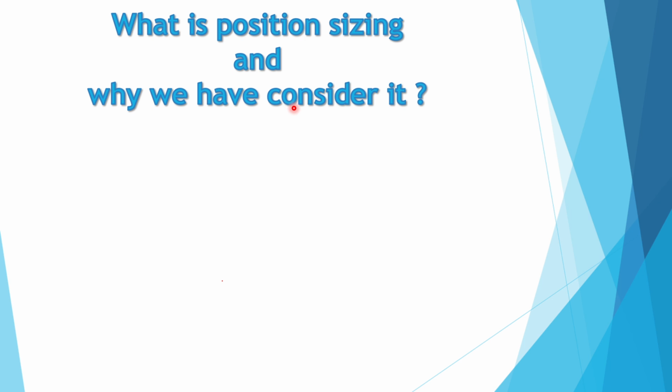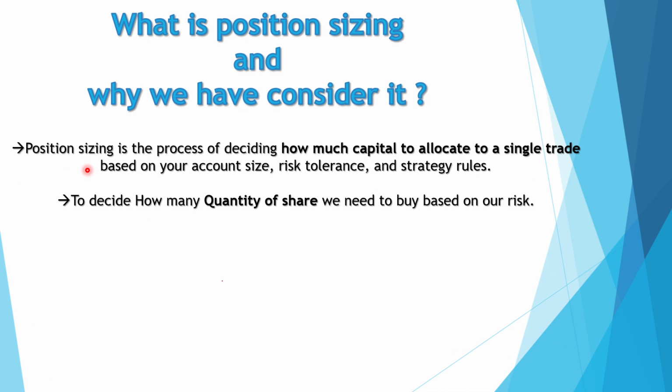So what is position sizing and why do we have to consider it? Basically, position sizing is the process of deciding how much capital we have to allocate to a single trade, based on our account size and our risk appetite and strategy rules. By doing this, we will get to know how many quantities of shares we need to buy based on our risk, and what is the total capital we are deploying for that particular trade, right?